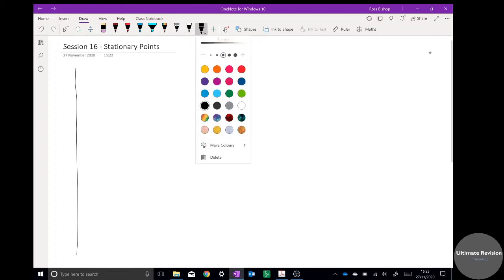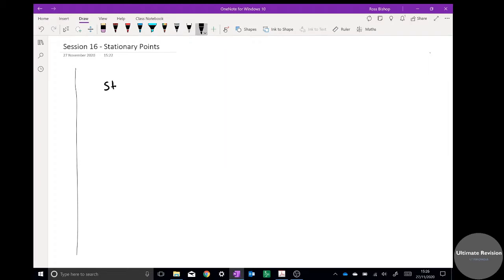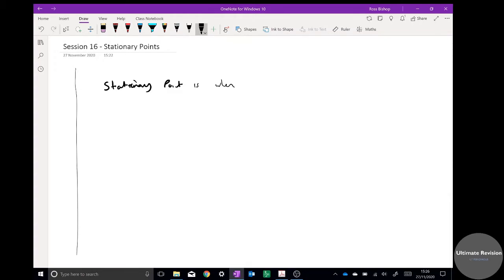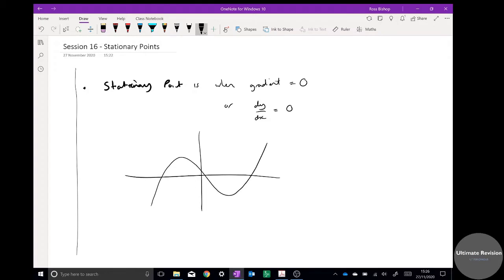A stationary point is when the gradient is equal to 0, or dy/dx, the gradient function, is equal to 0. That is what a stationary point is. It's easy to see if we've got a graph. We might have a graph of any sort. The stationary points are basically the bits at the peaks and the troughs. So that would be one stationary point, and that would be another. These are stationary points.